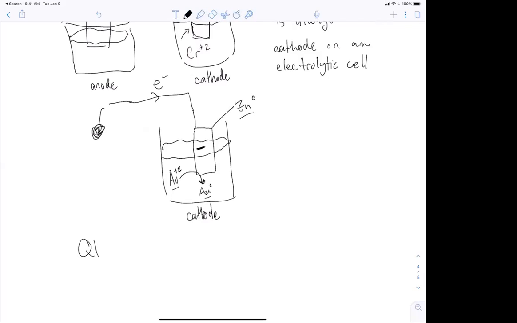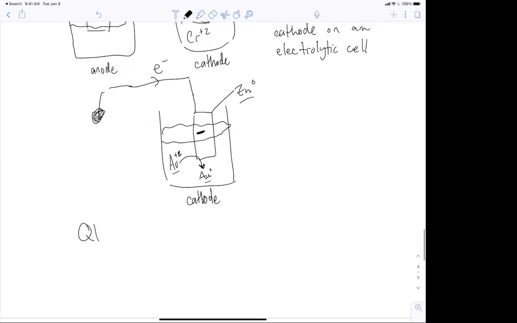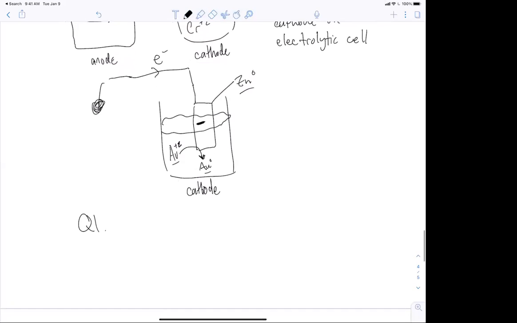Yeah, delta G is 0 at equilibrium. Is it dynamic? I never really thought about that. I don't think so. That would imply you have electrons going one direction and the other direction. I think it's probably just dead. Nothing's happening. Okay.